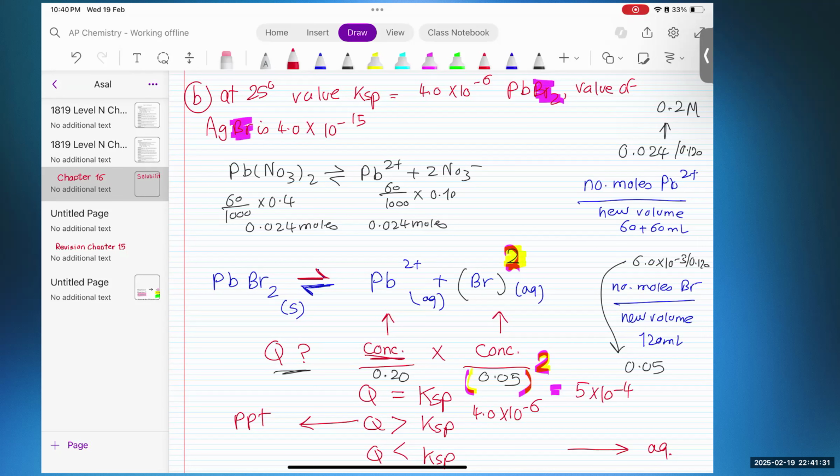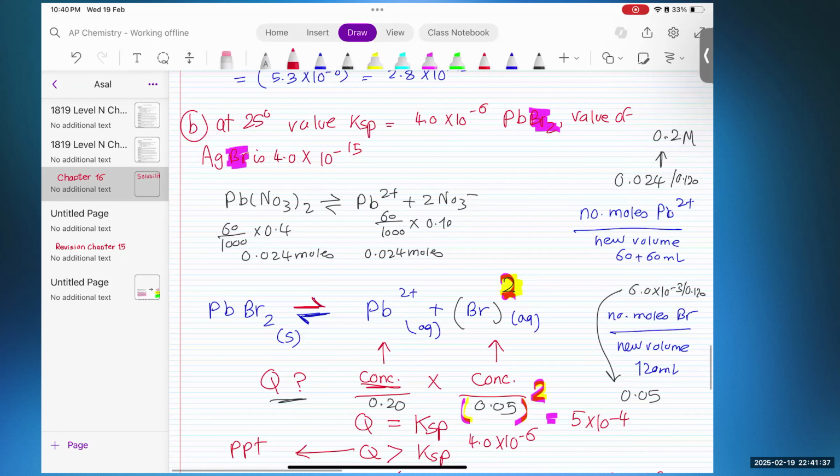Is it bigger or smaller than the Ksp? And which Ksp do I need to use? Is it lead bromide or silver bromide? Silver bromide is here for the confusion. So this is only for confusion. I don't need it in the question at all. No need. I just need this one.